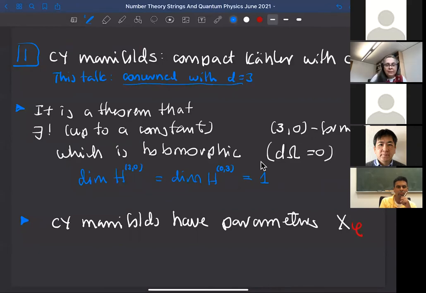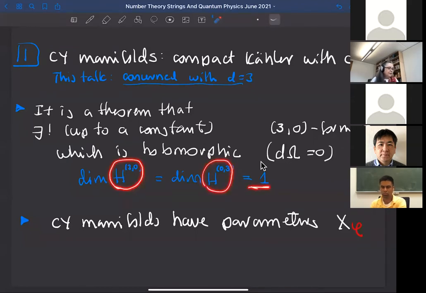It is a theorem, you can use this as a definition also, that these manifolds admit a unique, up to a constant, holomorphic 3-form. What that means in terms of the Hodge cohomology of these manifolds is that the dimension of H^{3,0} and H^{0,3} is always one. That is one important point that we will use often.